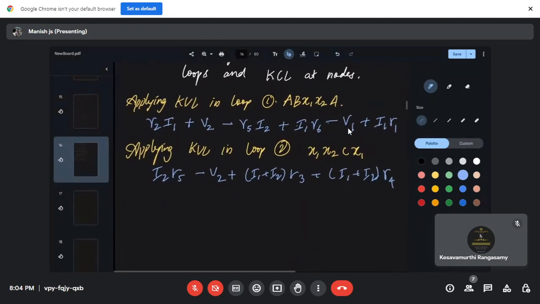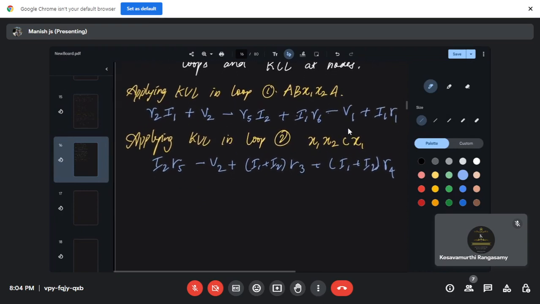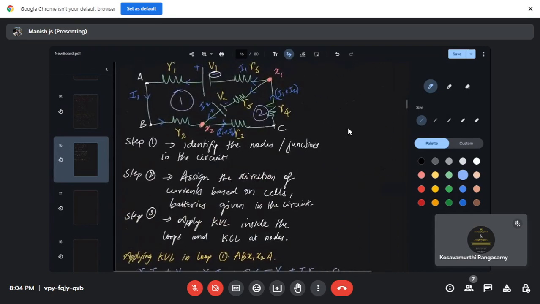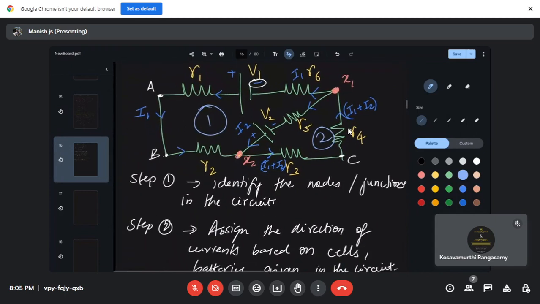Okay. So this is how you apply the loop laws, that is Kirchhoff's current law and Kirchhoff's voltage law. Here what we have applied is your Kirchhoff voltage law. Inside the closed loop, you will use KVL. At your nodes or junctions, you will use KCL. I hope now it is clear, children. I have given you the basics of the loop laws.